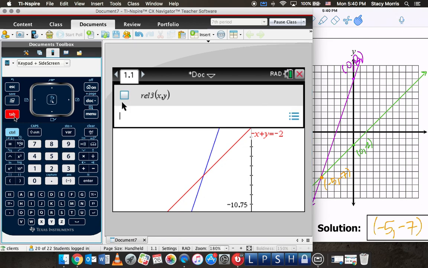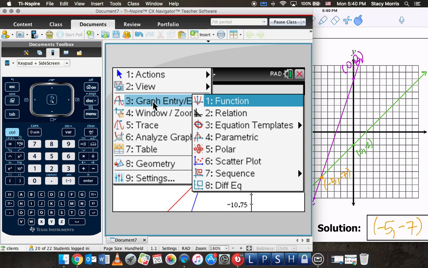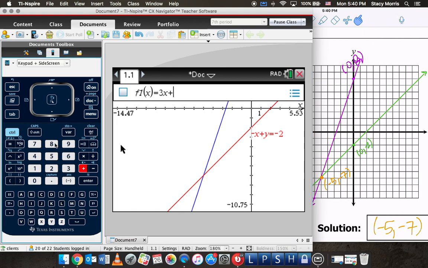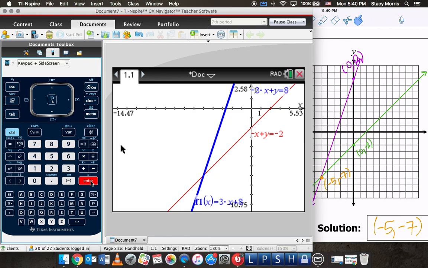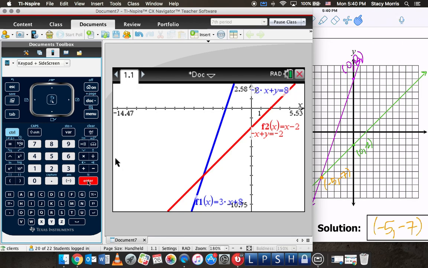I would type in, you could change it back to a function because they're in y equals. To remember to change it back to a function, we can change it to graph entry edit, number 1 function. So my first one was y equals 3x plus 8. So this is the first one. It should line up with the blue line. There it is. The first blue line lines up with the blue line because that's a function and a relation. Push tab. The second one was y equals x minus 2. So hopefully this one lines up with the red line.